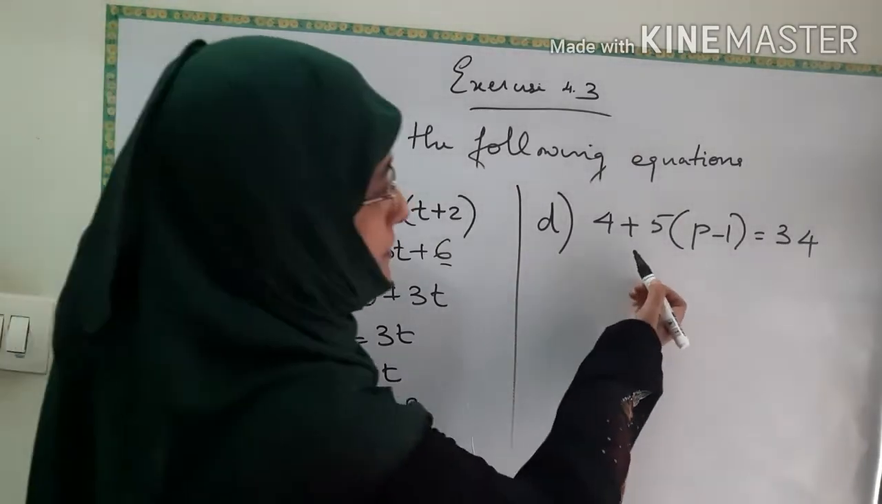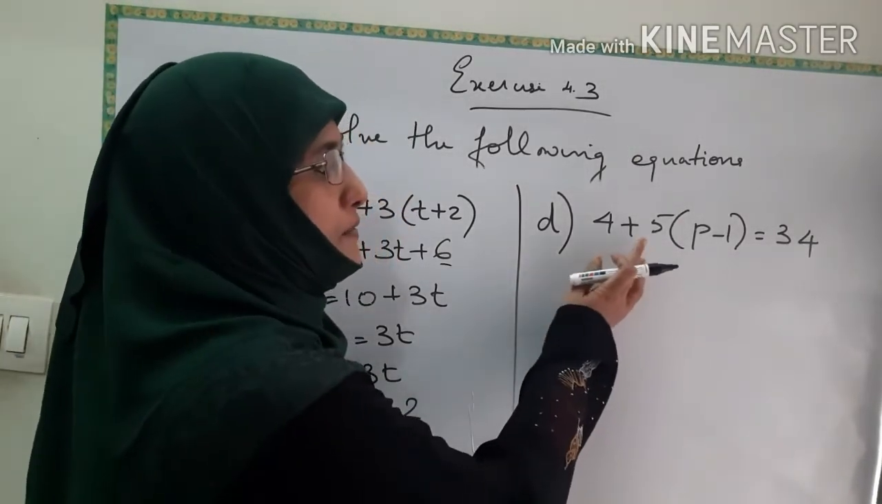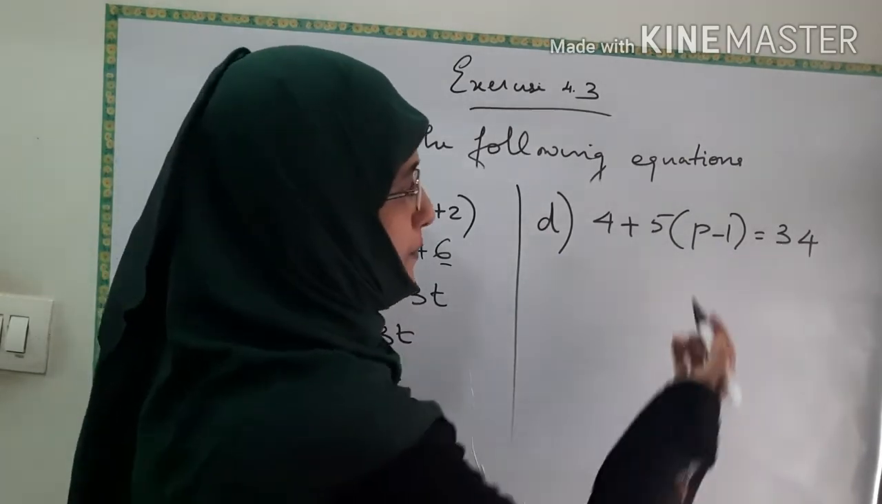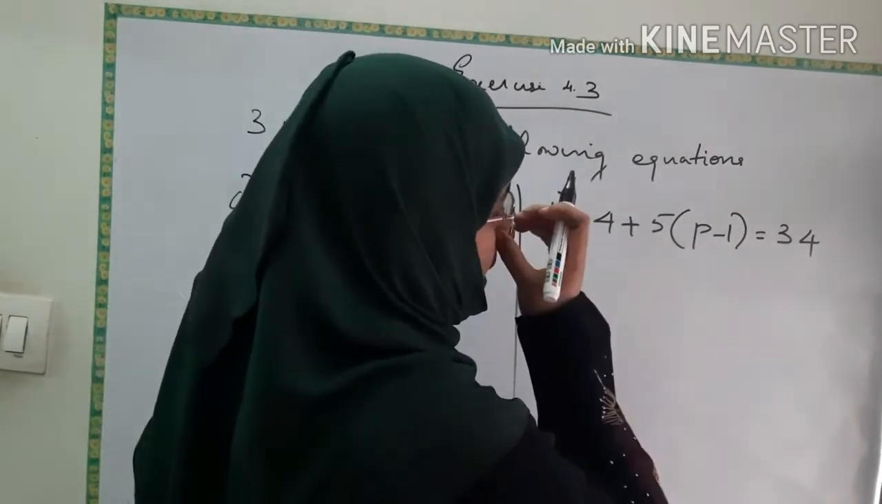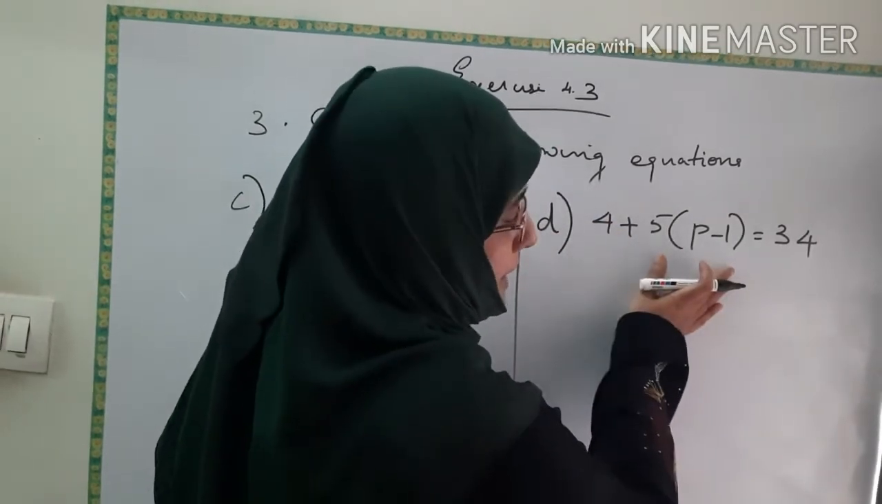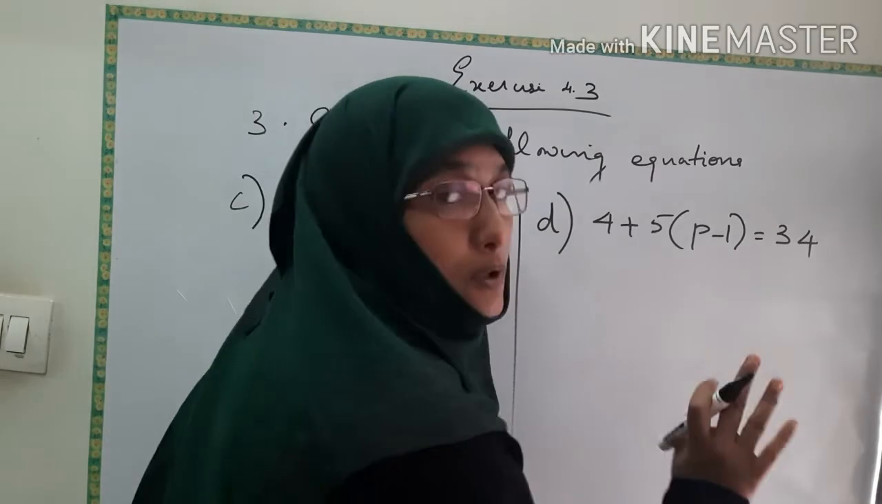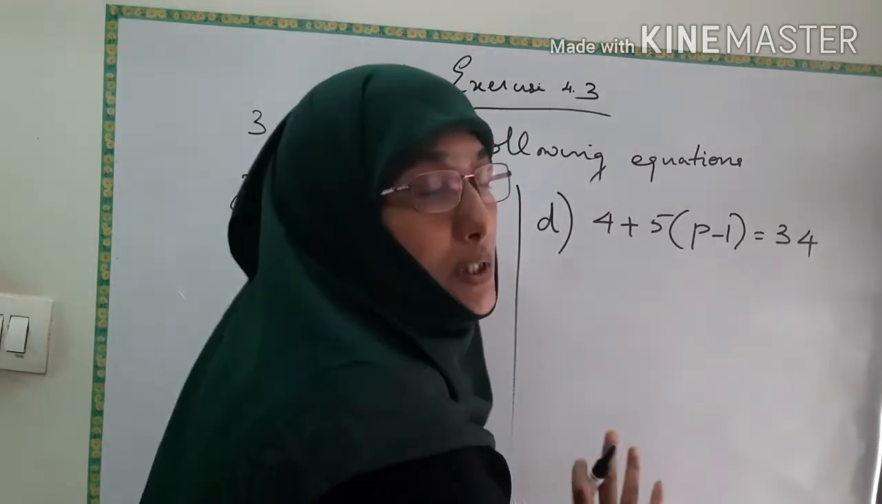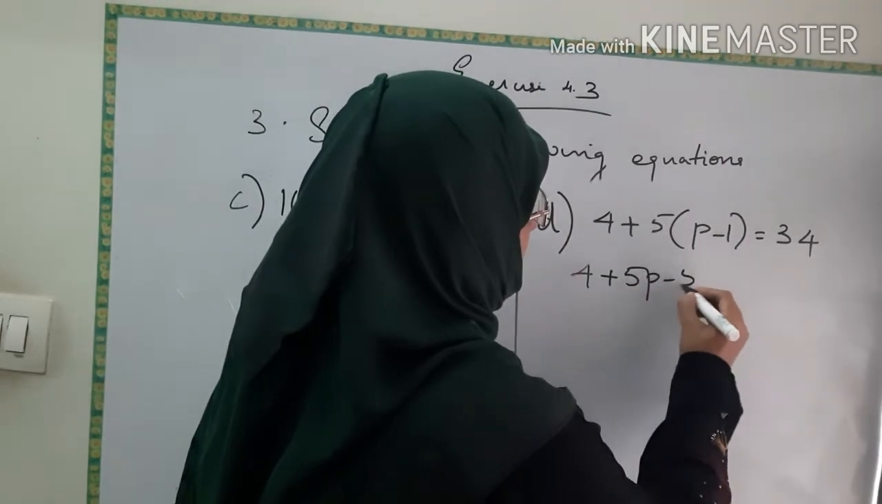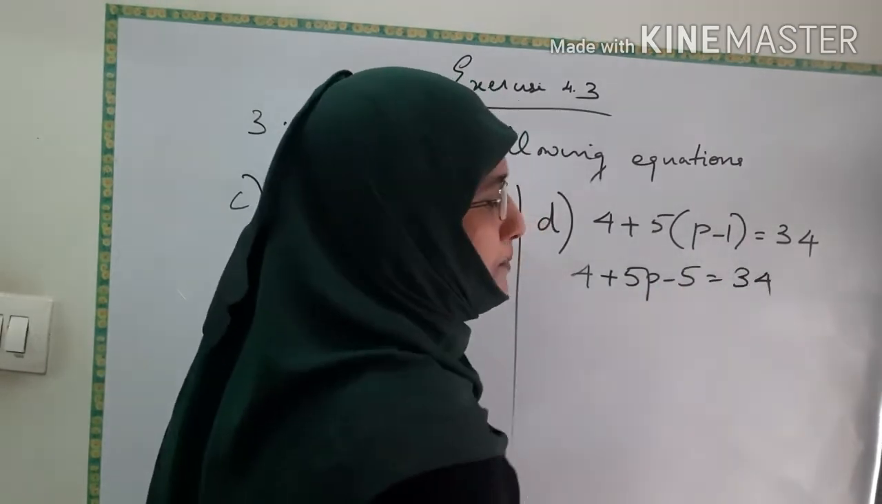Then here, next question. 4 plus 5 into p minus 1 equal to 34. So first open the bracket. You can open the bracket or directly take the 4 to the other side. Both ways you can do. Here I am going to open the bracket first. So 4 plus 5p minus 5 equal to 34.